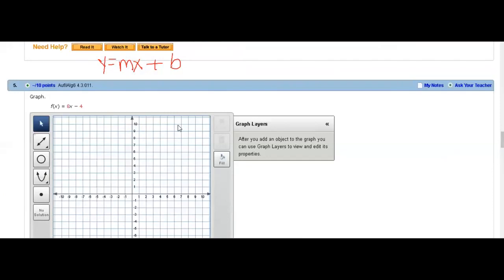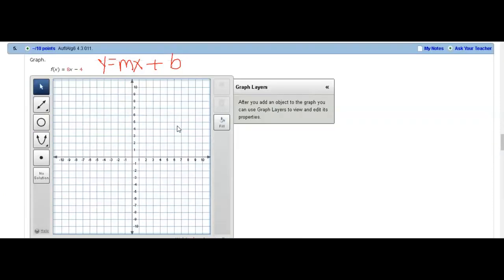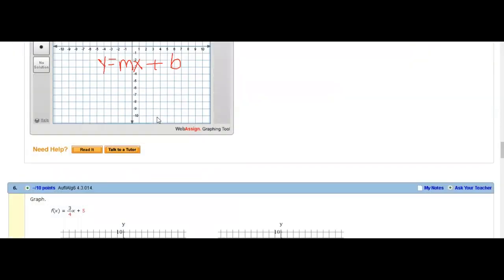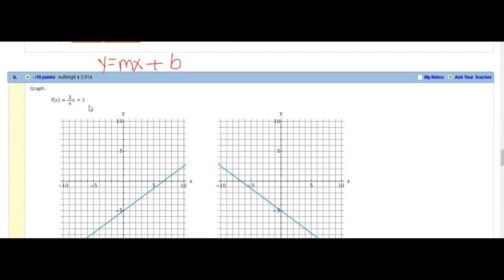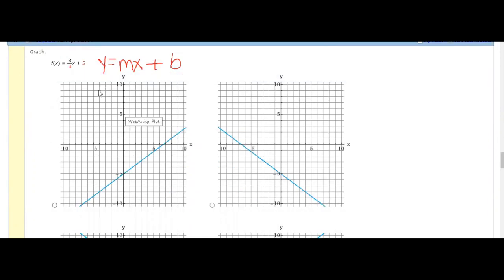A lot of you, I feel like, are having issues with graphing in general. So don't get confused when you see f of x. f of x is the same thing as y. I believe we talked about that in one of the lectures. So all of these are still in slope-intercept form, whether it's f of x equals mx plus b or y equals mx plus b. So for this particular problem, we have f of x equals 3/4x plus 5. So plus 5 is our y-intercept.